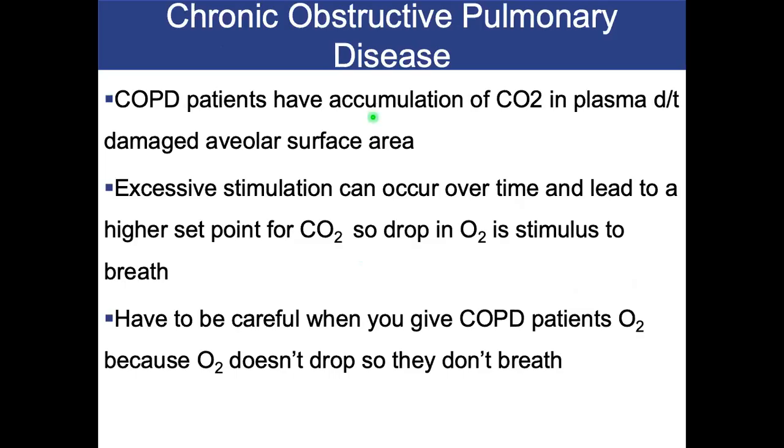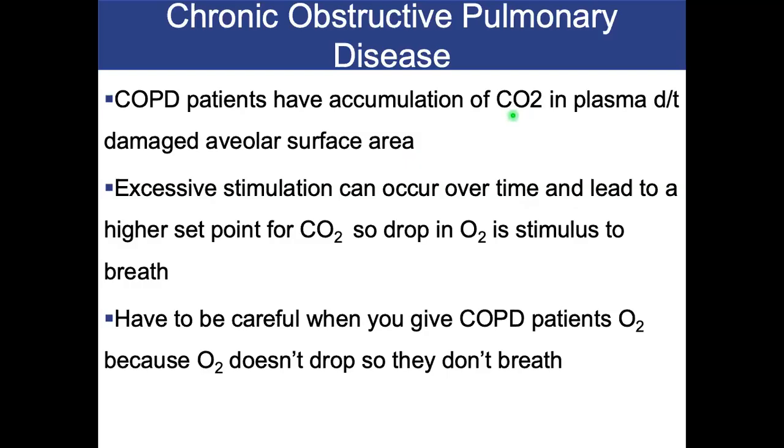With chronic obstructive pulmonary disease, let's cover COPD. Chronic obstructive pulmonary disease means that they have damage of the lung lining, so they can't get out the CO2. So they have an accumulation of CO2 over time in their plasma because they have that damaged alveolar surface area. So over the decades, over the years and years, CO2 slowly increases.